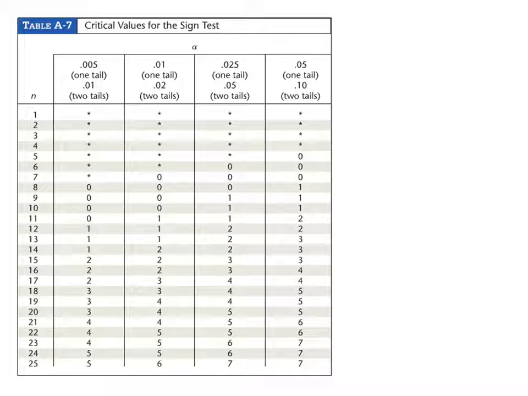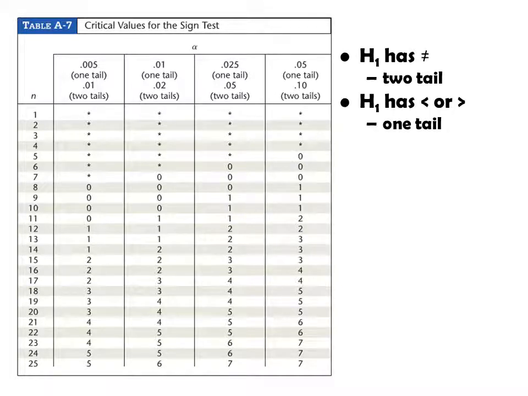But to determine if we're going to use a one tail or two tail, we need to look at the inequality that appears in the alternative hypothesis. If the alternative hypothesis has a not equal to sign, then we have a two-tail test. If it has a less than or a greater than sign, then it's a one-tail test. In this example, our alternative hypothesis is that the median is greater than 0. So we have a greater than sign, so this is a one-tail test.